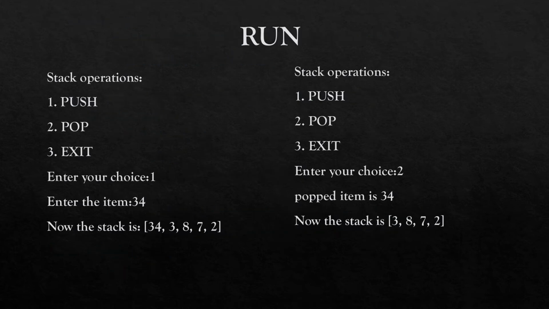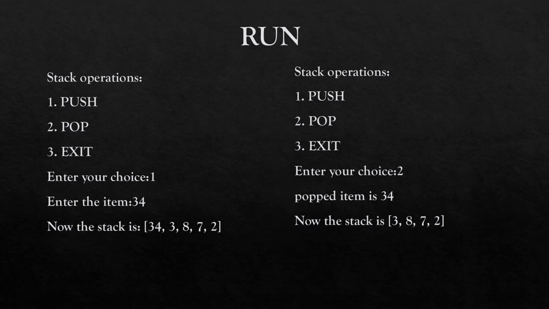Once you run the program, you will get the output like this. The stack operations are push, pop, and exit. Let's say the first choice entered by the user is 1, then it will ask for the item. Let's say the item entered is 34. Then you can see 34 is inserted at the beginning of the stack, and the top position is at the 0th position. That means once again, if you push another element, it will be inserted before 34.